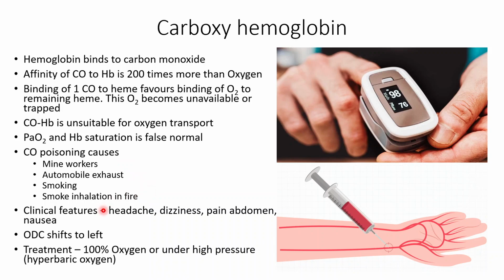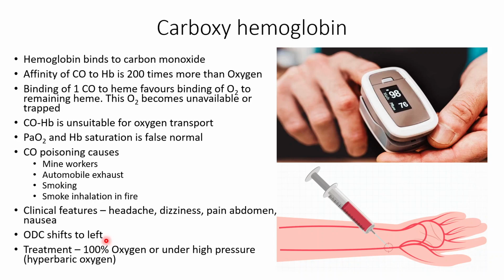So what are the clinical features? Excess carbon monoxide, or carbon monoxide poisoning, leads to headache, dizziness, abdominal pain, or nausea. And the oxygen dissociation curve shifts towards the left, because the affinity of oxygen with hemoglobin is increased, so the oxygen dissociation curve shifts towards the left.